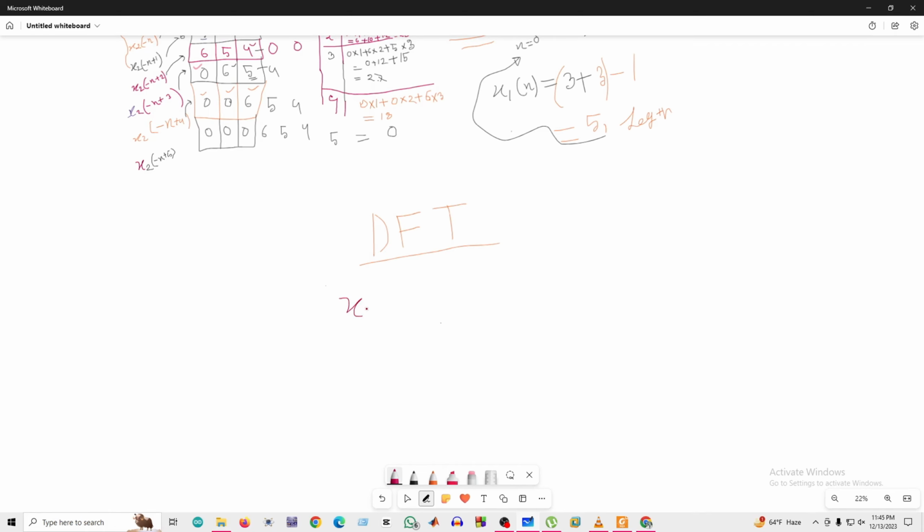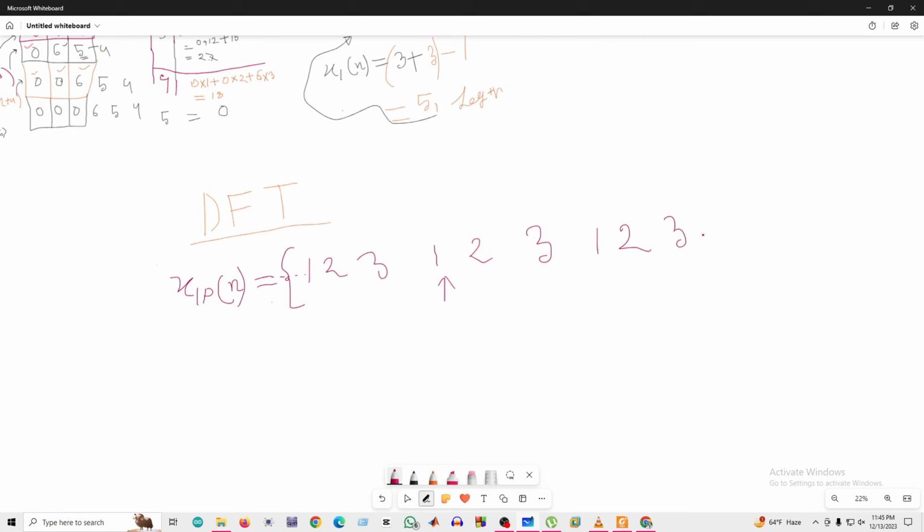So now your x1 p of n indicates that your signal is periodic, right? So your signal has a periodicity. Initially your signal was 1, 2, 3, and this is your arrow, for example, at n equal to 0. But now at the negative index you have 1, 2, 3, and this goes on because this is periodic, and then you have again 1, 2, 3. It has a periodicity, and it goes on.